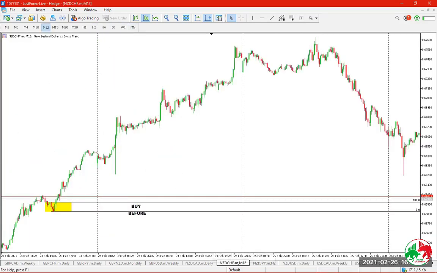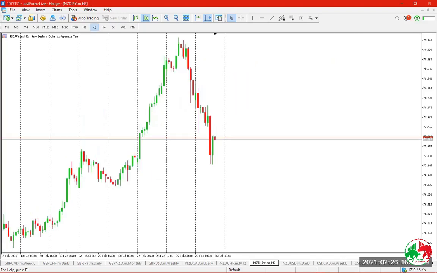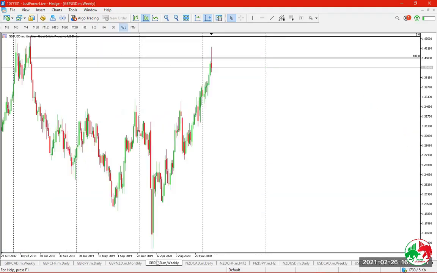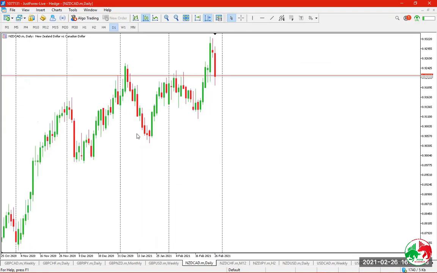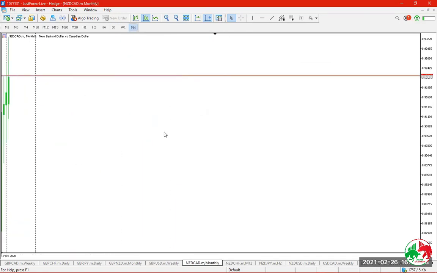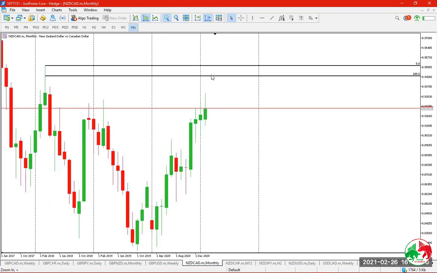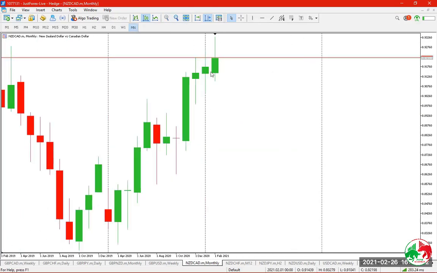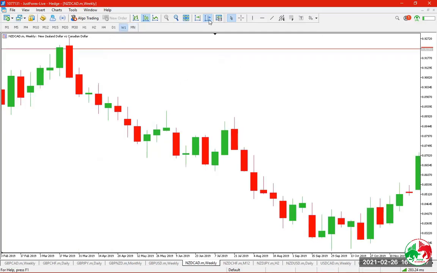Okay, I think I'll just use this as a practical example. Basically, you will go to your monthly time frame. Currently, the current candle is what? Bullish. As you can see, this was a bullish move, so the current candle is bullish. Then you will go to your weekly.